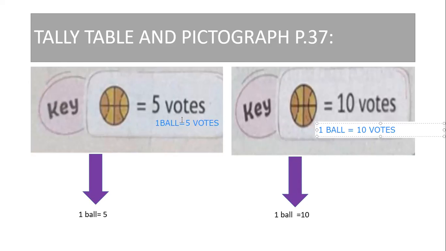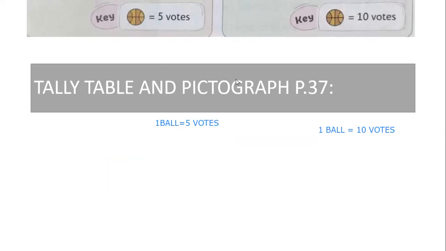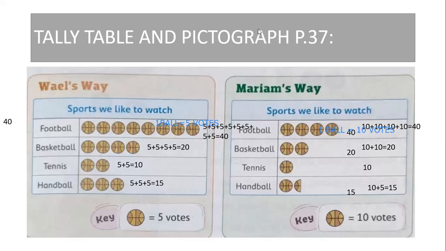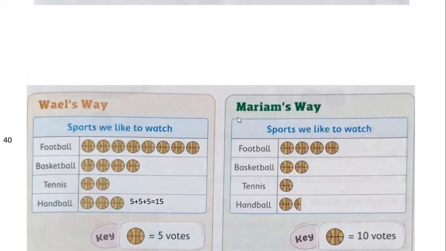Okay, so we have 2 examples here in this page. He gave me that key equal 5 votes, 1 ball equals 5 votes. So when I see this ball, I count 5, not 1. And here, when I see this ball, it is not 1, it is 10. Let's go see the previous page. And let me delete this.